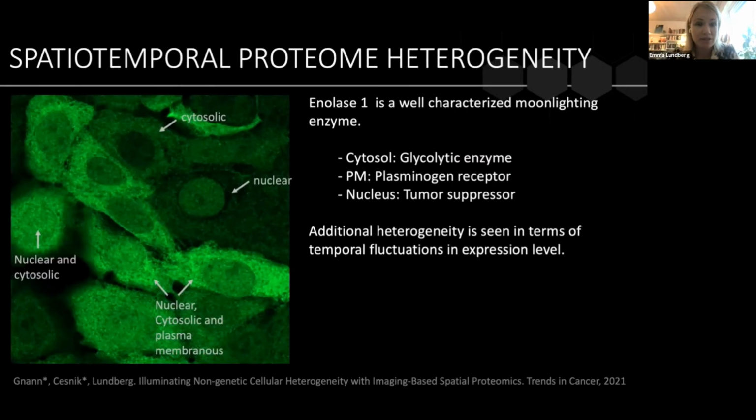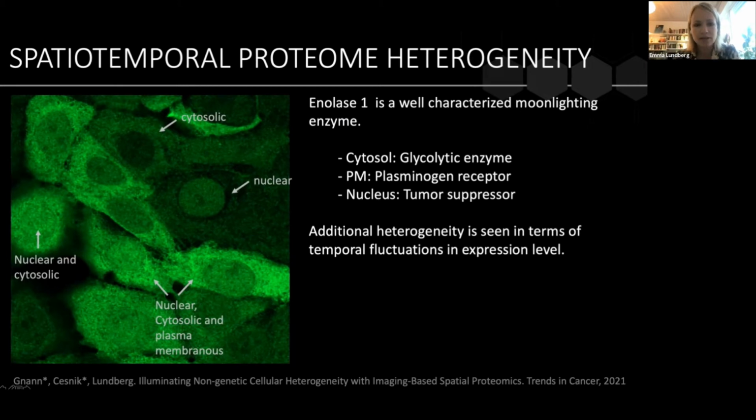And I will just give you one example of such a protein and what it looks like in our images. So this is an image of cultivated cells. And you can see in green, enolase 1. It's a well-characterized moonlighting enzyme. You can see that in some cells, it's found in the nucleus. In some cells, it's in the cytosol. In some cells, it's in both. And sometimes we can also see it on the plasma membrane. So just in this small population of cells, we can see great heterogeneity in the spatial distribution of the protein.